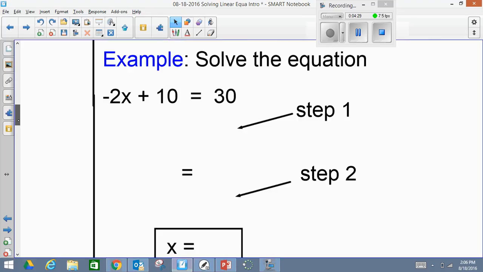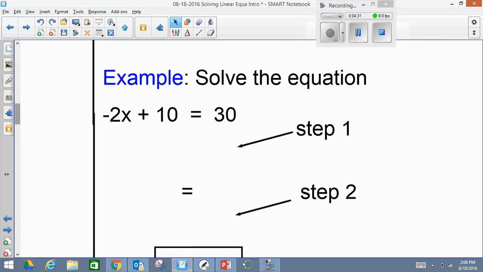Now I'll give an example. Solve the equation, -2x plus 10 equals 30. To solve this, the first step, as the spin note says, I gotta cancel whatever is adding or subtracting. In my case, this 10 is adding, so I subtract 10 here and 10 on the other side. Whatever I do on one side, I do on the other side. Now 10 minus 10 is gonna give me 0.